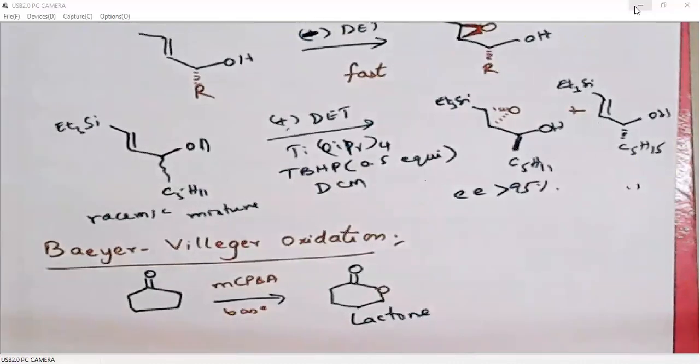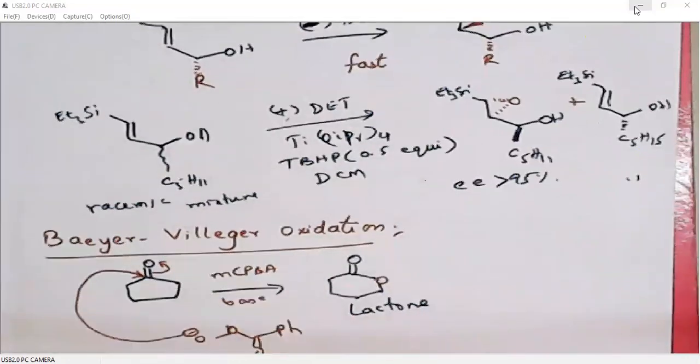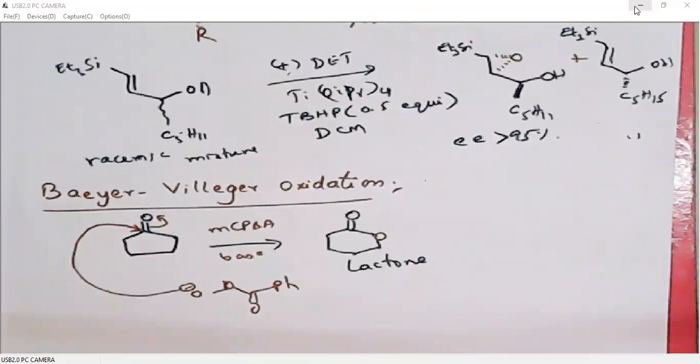Under basic conditions, what happens? The proton will be abstracted from MCPBA, so this generates the MCPBA anion. Now this anion will add to the carbonyl carbon, because the carbonyl carbon is electrophilic in nature. Then this double bond will be migrated towards oxygen. So what we will be getting, we will get an oxide ion.